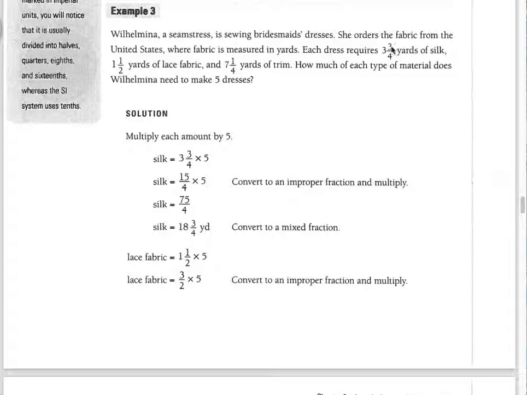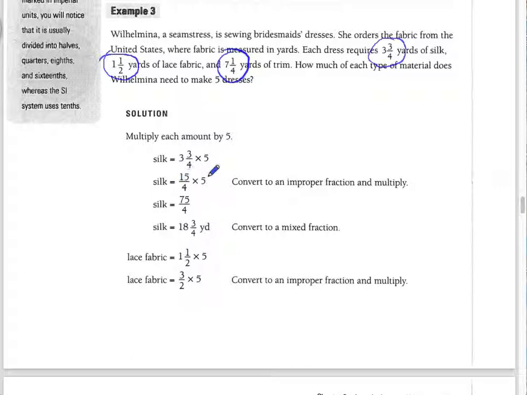So 5 dresses, meaning each of these quantities has to get multiplied by 5. So we're multiplying fractions here. So remember, if you're multiplying fractions, these are mixed fractions. You have to convert to improper fractions. So this is an improper fraction here. So easily done by multiplying the denominator times the whole number. 4 times 3 is 12, plus the 3 on top is 15. So 15 quarters, or 15 fourths, times 5.